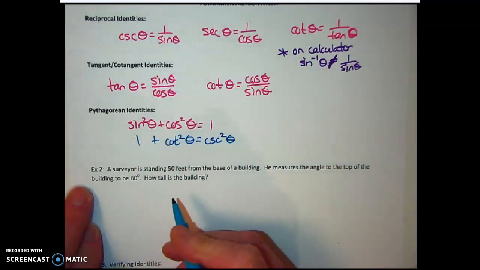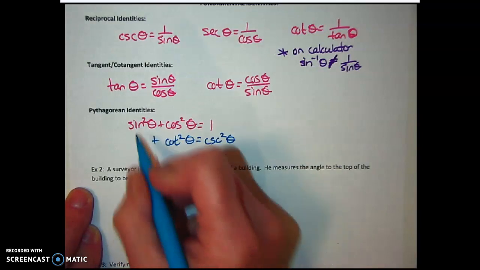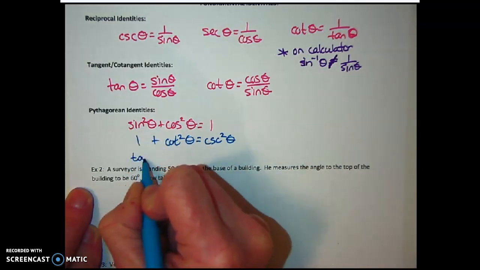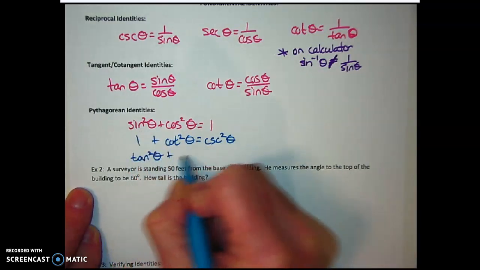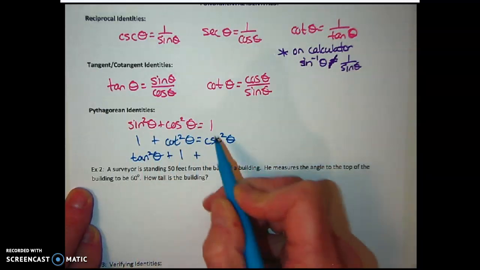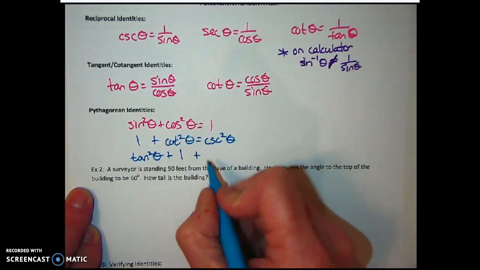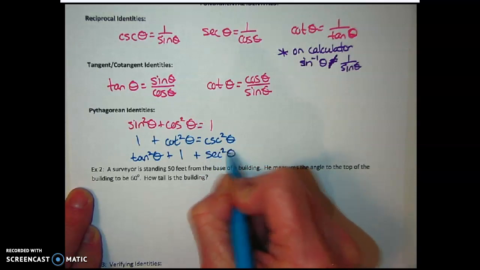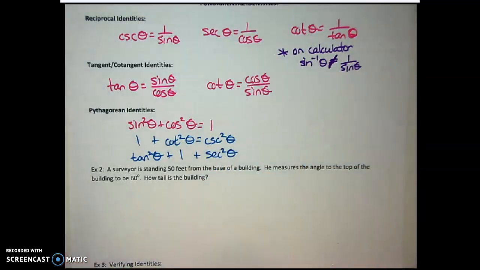Similarly, if we divide that top pink equation by cosine, sine over cosine is the tangent squared. Cosine over cosine is 1. And 1 over cosine is going to be the secant squared. So you really only need to remember that first one. The other two are very easily derived.